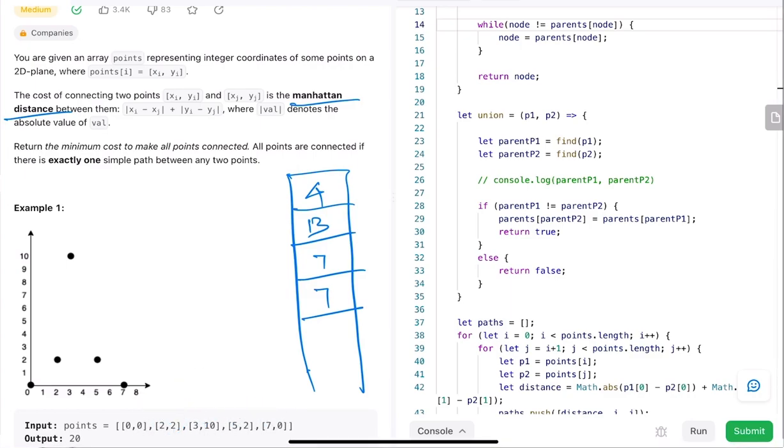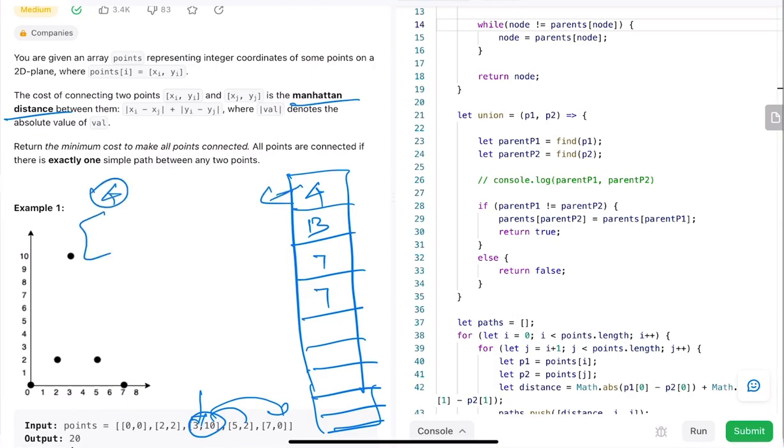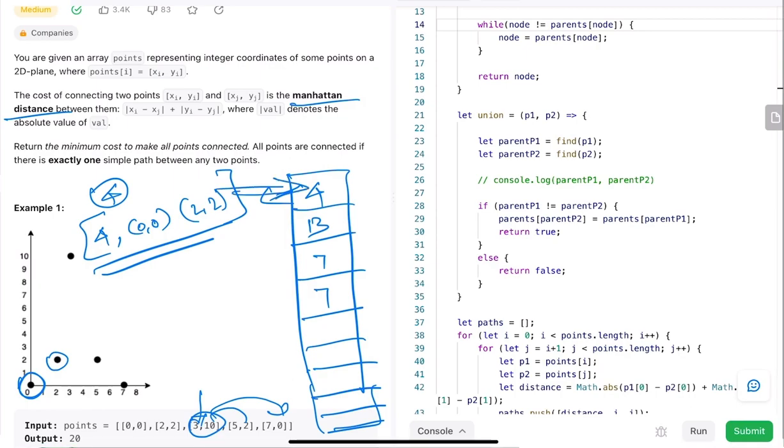Same way, we have to take each point and calculate the distance to all other points, and keep adding to this array. Once we have constructed this array, for simplicity I only kept 4, but ideally it will have the distance 4 and the coordinate of this one, 0, 0, and the coordinate of the other one, which is 2, 2. These are the pieces of information we have to keep in each item, because we have to sort using this distance number.